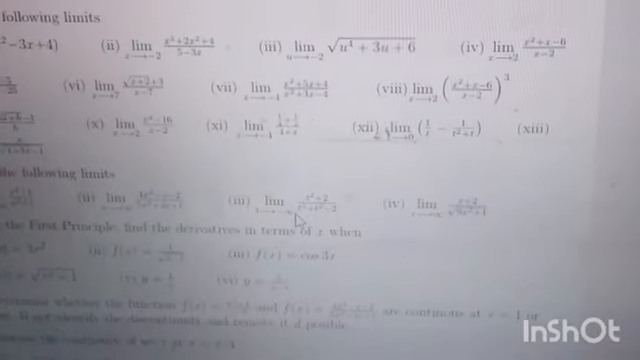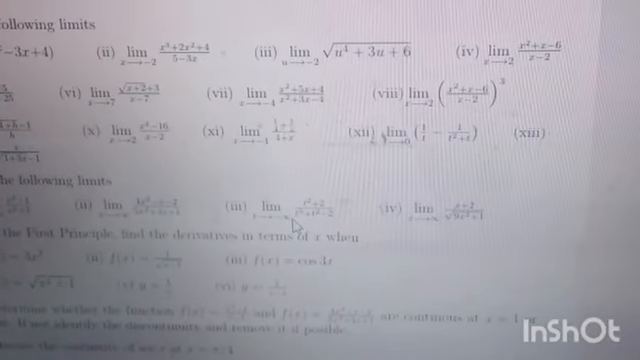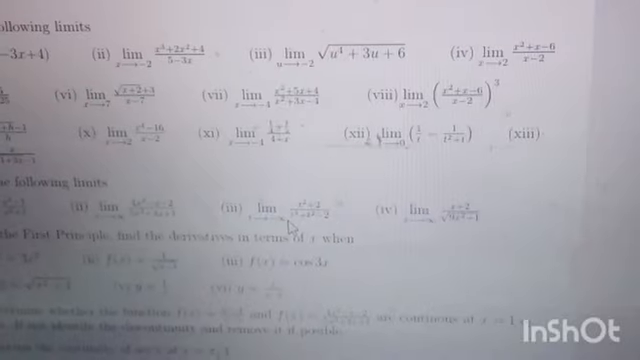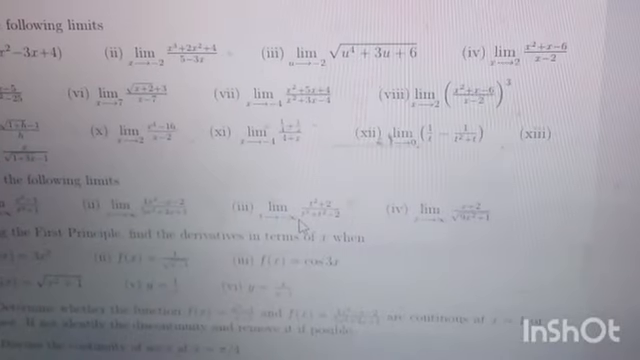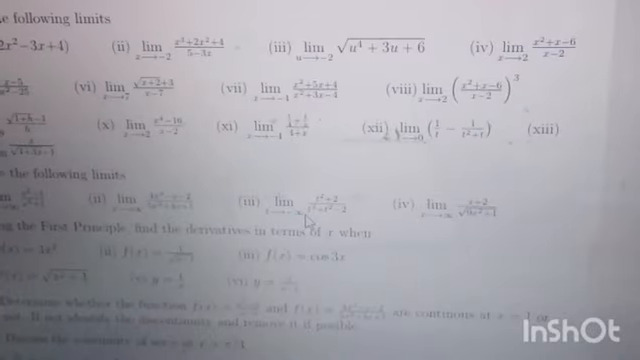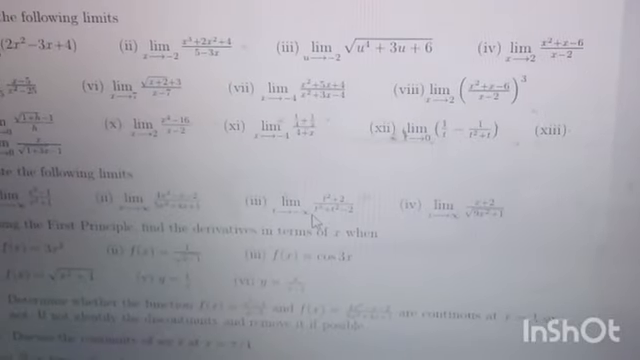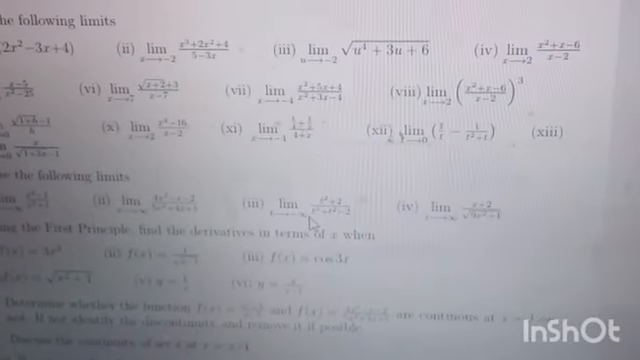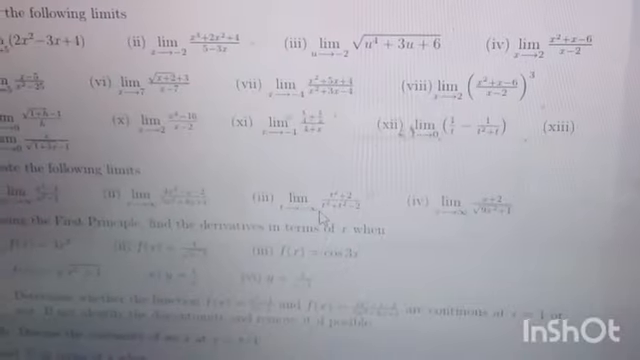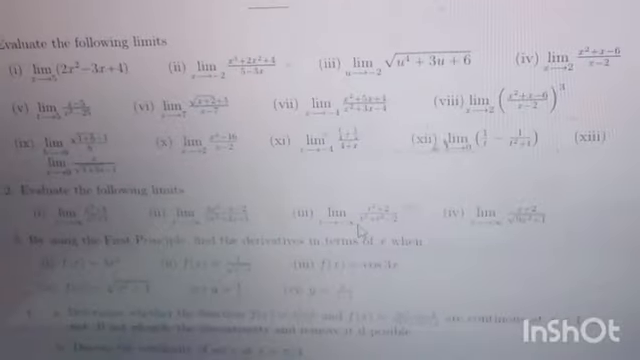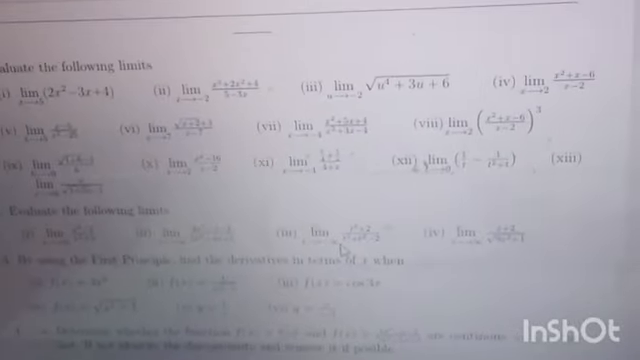So number 4, part 4, we have the limit as x approaches 2 of x squared plus x minus 6 over x minus 2. From what I said on question number 2, the denominator should not be equal to 0. So okay, let's go and answer it by proving.